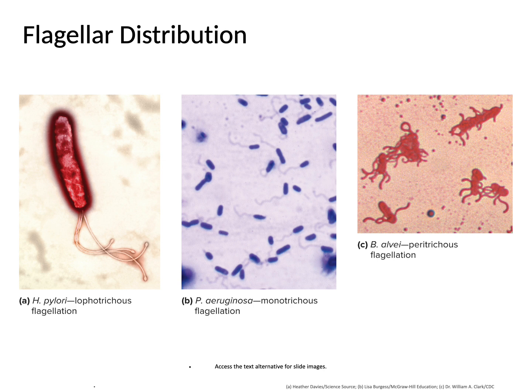In the middle panel, we have Pseudomonas, so that's monotrichous. There's just a single hair coming off of it. That hair is a flagella. And then our last one is peritrichous, and you can see how there are flagella throughout the surface of them.